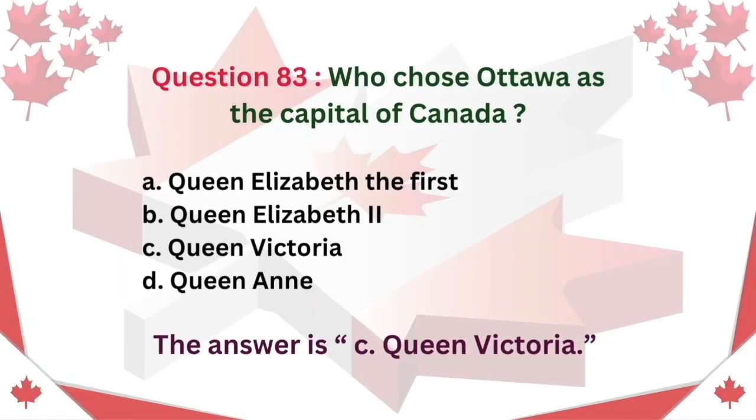Question 83. Who chose Ottawa as the capital of Canada? A. Queen Elizabeth I. B. Queen Elizabeth II. C. Queen Victoria. D. Queen Anne. The answer is C. Queen Victoria.